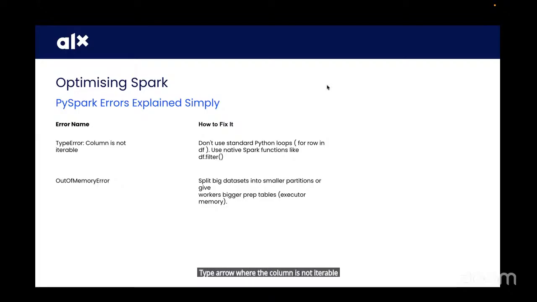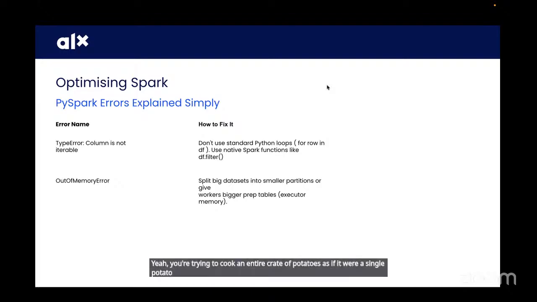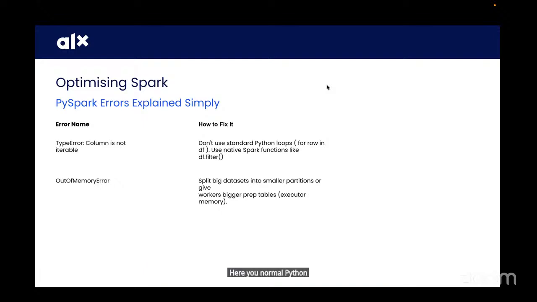Next, our type error where the column is not iterable. Here you are trying to cook an entire crate of potatoes as if it were a single potato using a normal Python loop. Here, you don't use a normal Python loop, for row in df. Instead, use native Spark functions like df.filter.